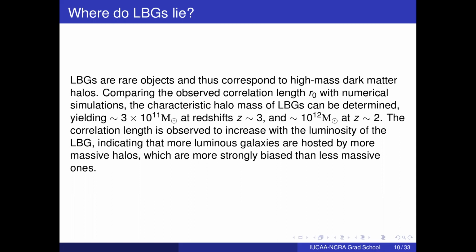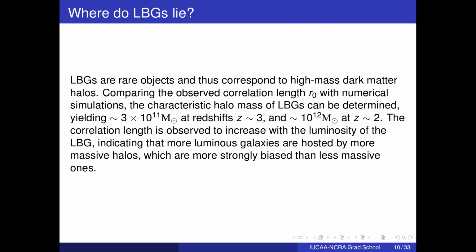And that comes out to typically 3 into 10 raised to 11 solar masses at redshift 3, and somewhat higher masses at redshift 2, 10 raised to 12 solar masses. The correlation length is observed to increase with the luminosity of the LBG, indicating that more luminous Lyman break galaxies are hosted by more massive halos, which are more strongly biased, which means they're more strongly clustered than less massive ones. Okay, so that also you can verify.